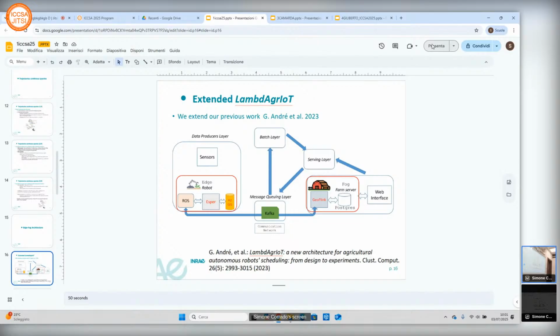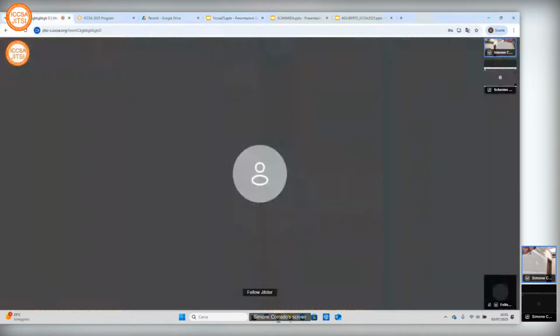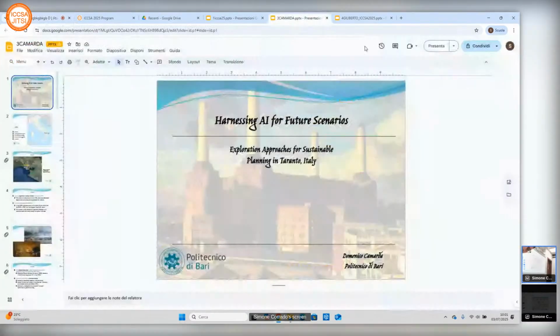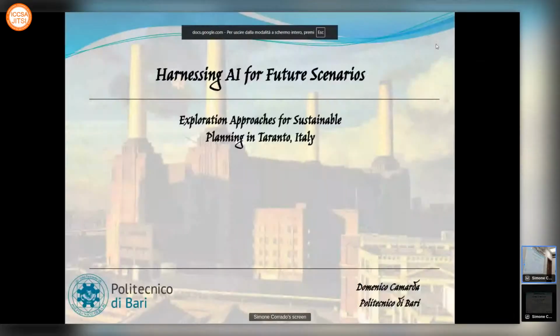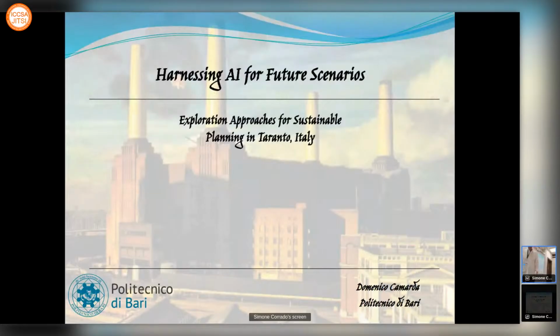I suggest we skip the second presentation because none of the Lamborghinis is here, and we move on to the third presentation on our timetable. I would call Domenico Carmada to the floor. He is presenting on harnessing AI for future scenarios, exploration approaches for sustainable planning in Taranto, in Italy. Domenico, please. Thank you.